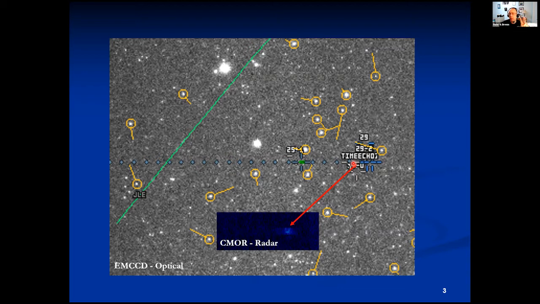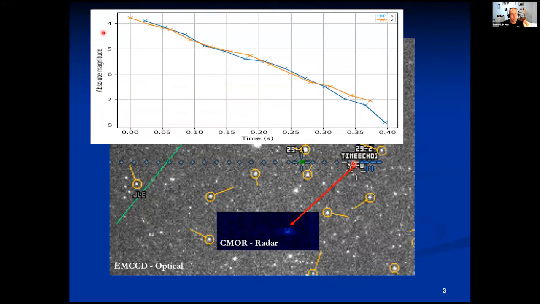So we have 3 independent ways of making sure we're looking at exactly the right part of the trail, so we can say this is where all the photons are coming from. Here's an example: this is the meteor, this is the light curve of the meteor. You can see it was getting fainter, and by the time we actually see it here at the specular point, it was about 7th magnitude.